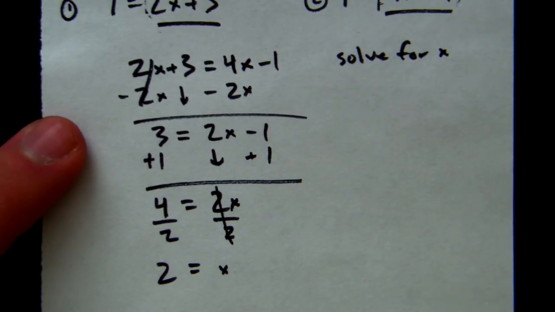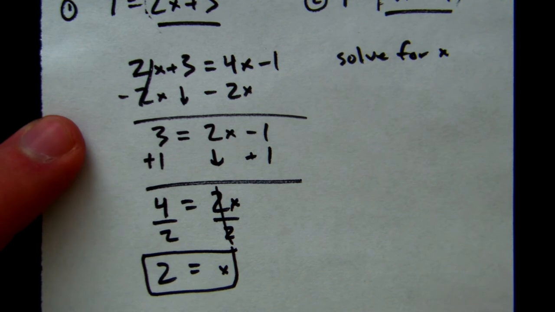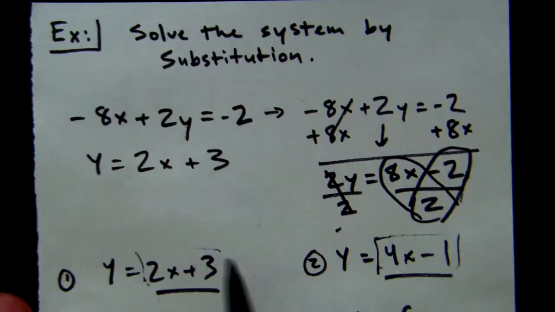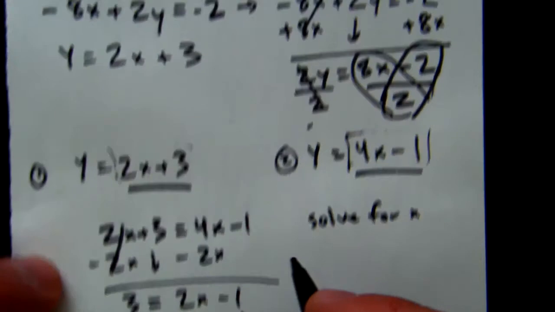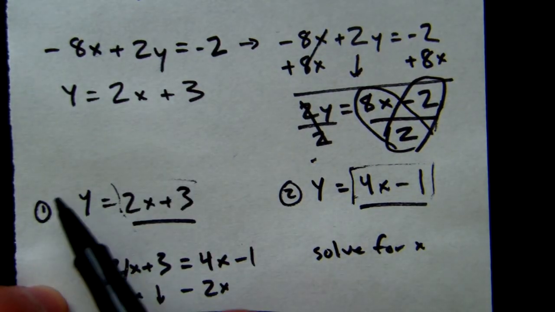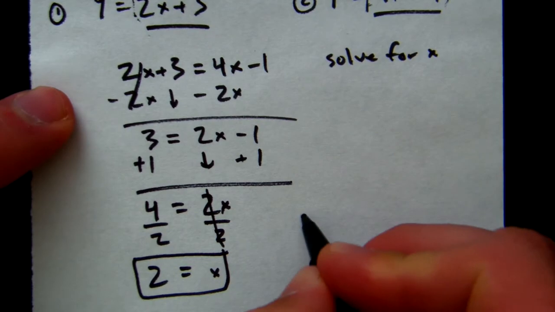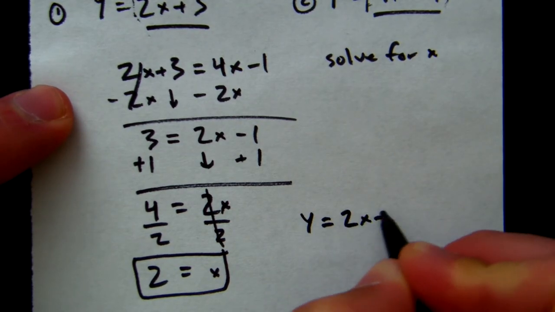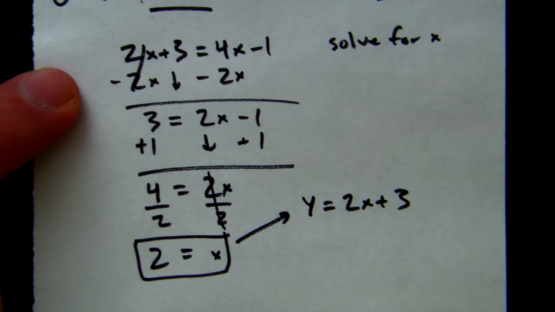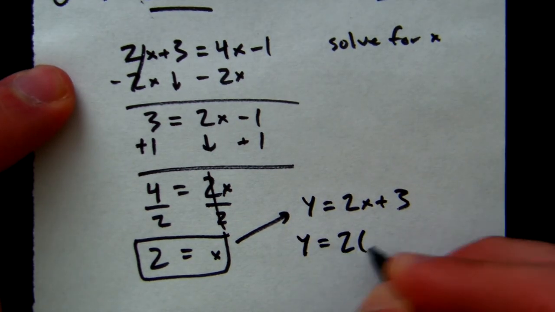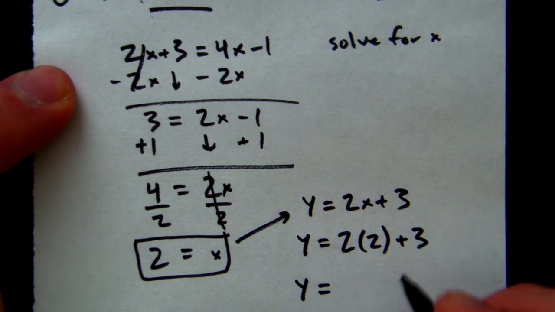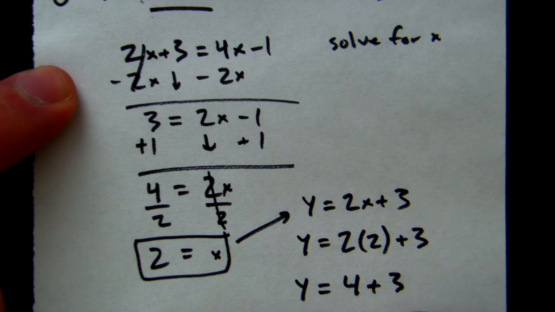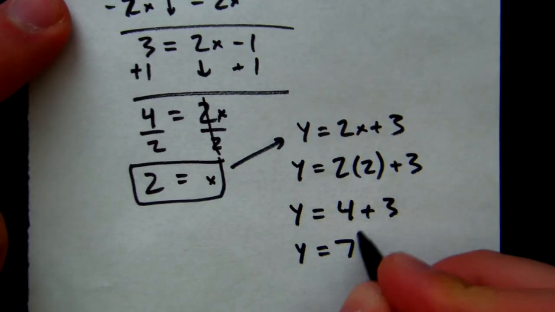Now, we're going to take this value right here, and we're going to plug it into one of our original equations. So I can either plug it into this one or this one. This one looks a little bit more friendly, so I'm going to go ahead and use this one, we called it equation 1. So I'm going to say y equals 2x plus 3. Now I'm going to plug this value in for x. I'm going to say y equals 2, in parentheses, times 2 plus 3, just like that. Now we simplify. 2 times 2 is 4 plus 3. 4 plus 3 gives us 7.